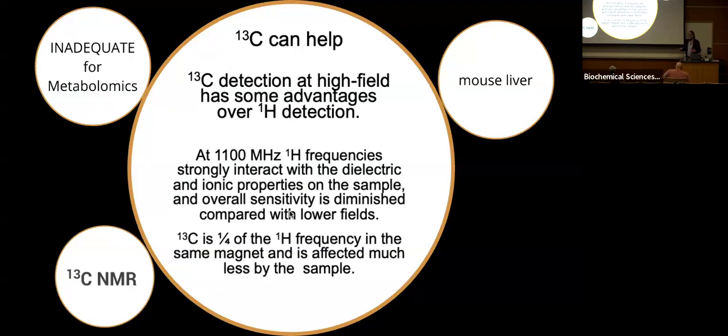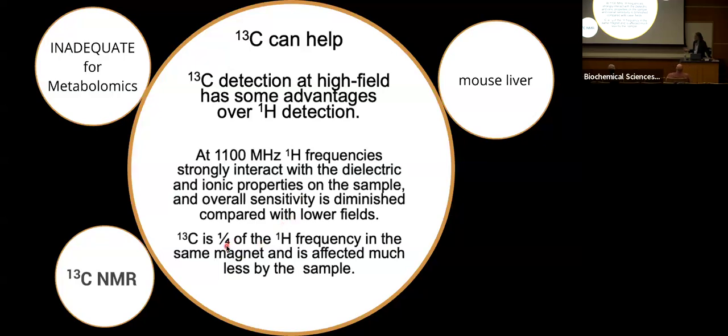First, I'll sort of lead with the disadvantage of proton. So proton frequencies at 1100 megahertz interact strongly with the sample. So the ionic properties of the sample, the dielectric properties of the sample, both of those things degrade the signal to noise in a known way, and it scales quite steeply with frequency. So 1100 is much worse than 600, and it's still worse than 900 and 800. So it's getting worse and worse. Proton NMR at higher and higher frequencies is just becoming difficult. There are ways that people are trying to come up with to improve it.